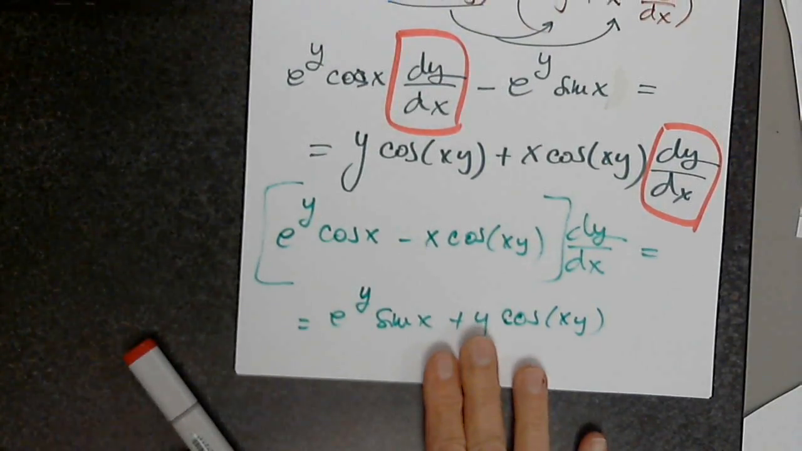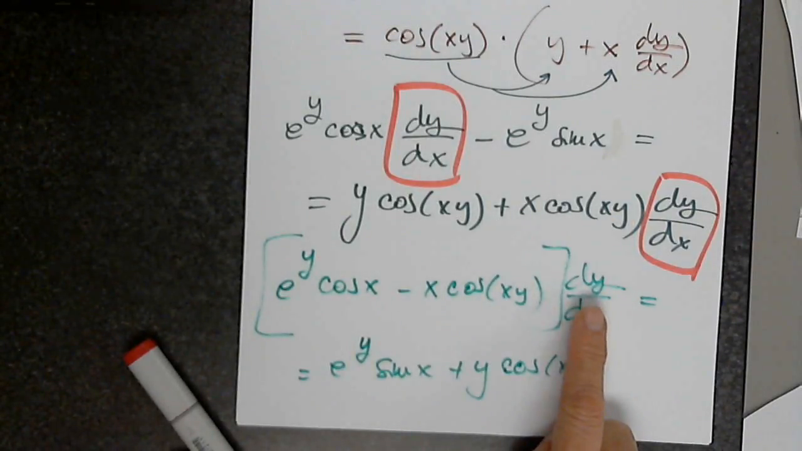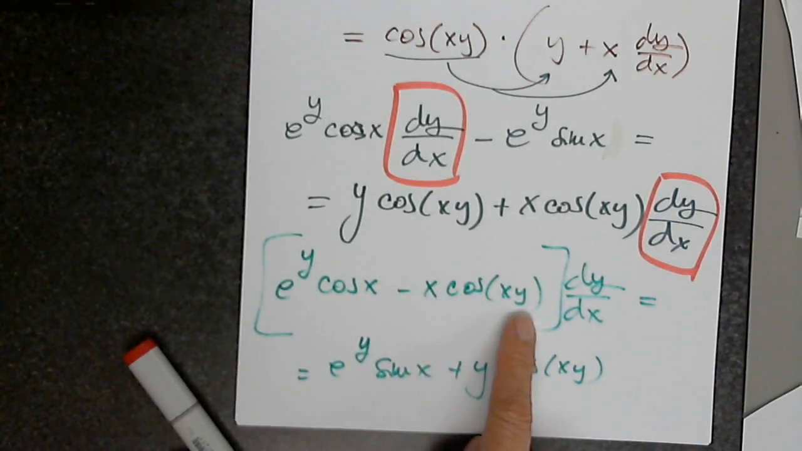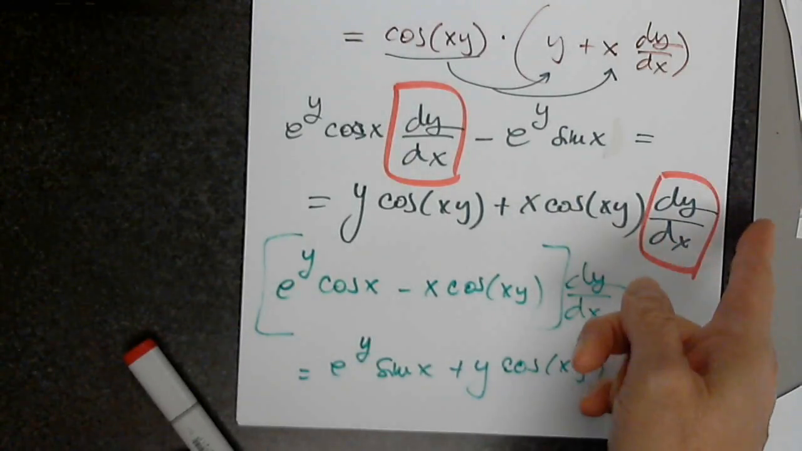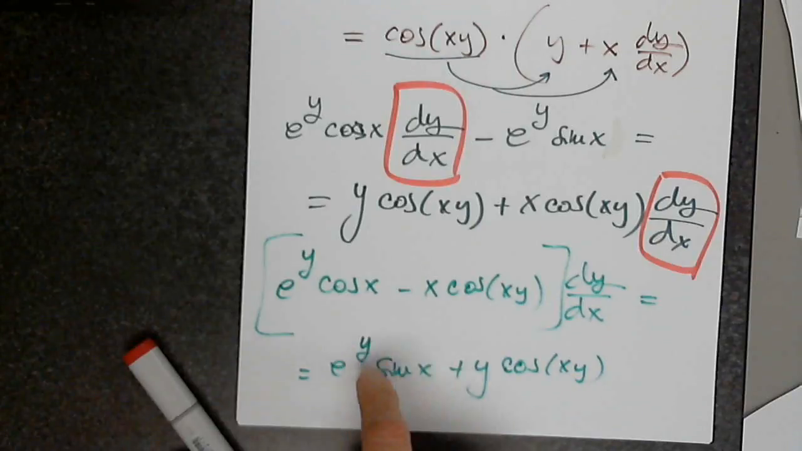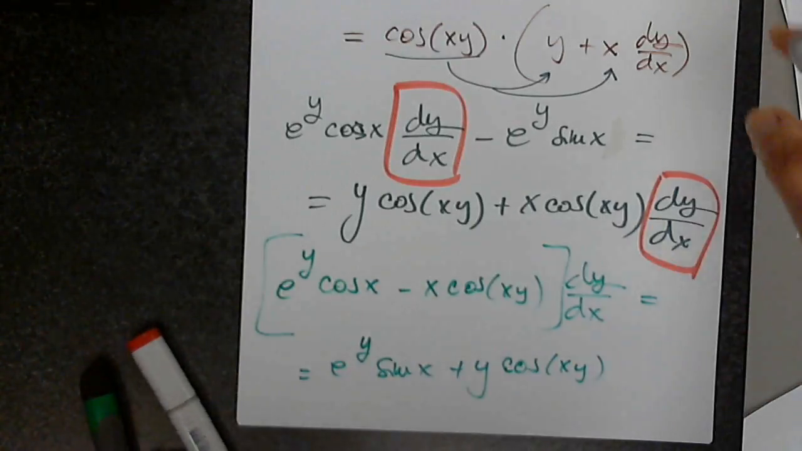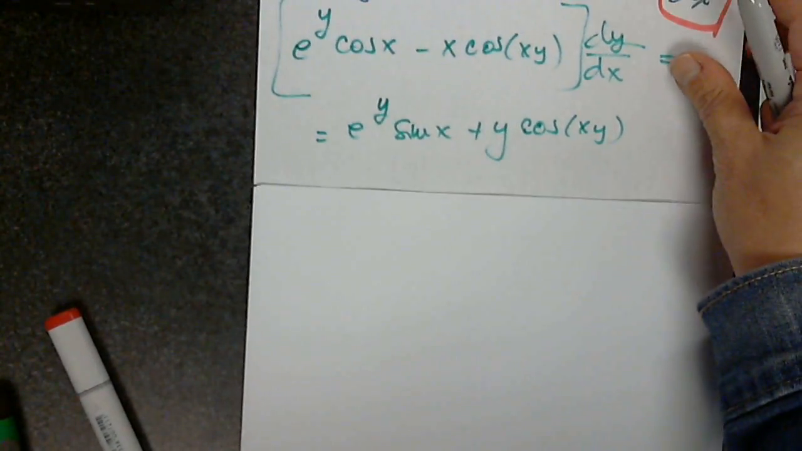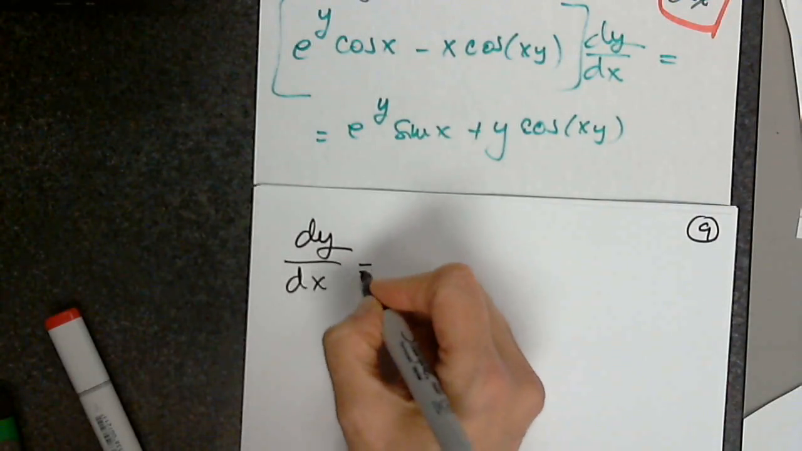Is this clear? So I took this term here and I factored out dy over dx. So I had e to y cosine x, but minus x cosine xy. And dy over dx factored out. I move this term to the other side, which I have here now, positive, plus y cosine xy. Is this okay? Okay, so now final step. Final step for writing dy over dx. Can anyone dictate dy over dx now?